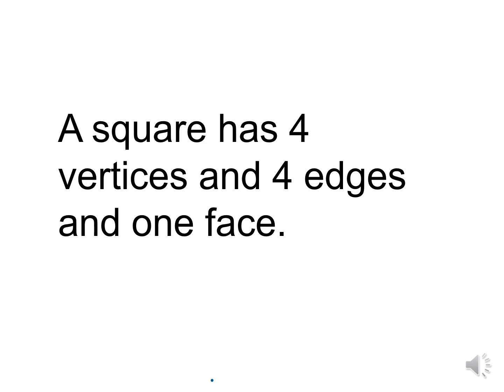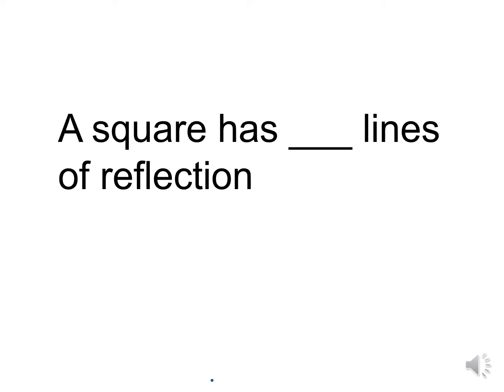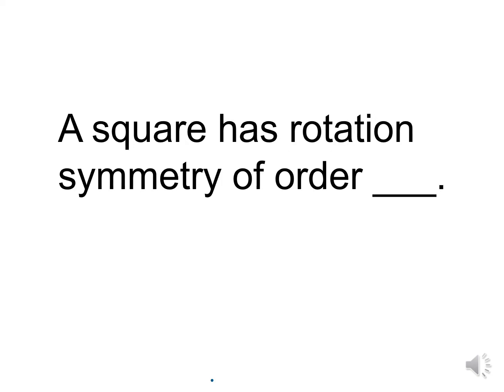A square has 4 vertices and 4 edges and 1 face. True? False? Is the language the way it should be? The square has how many lines of reflection? It has rotational symmetry of order... The students understand rotational symmetry at that point. Is there an opportunity to connect this to other things? Or is a question like that actually just going to go off topic and lose the variation that we're trying to include?